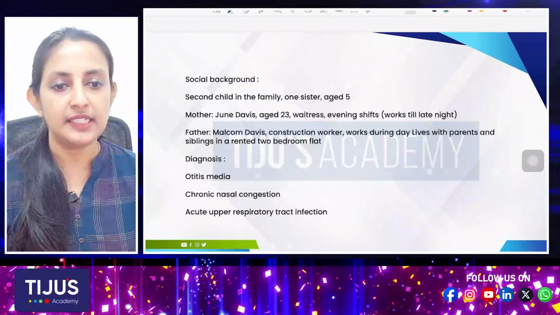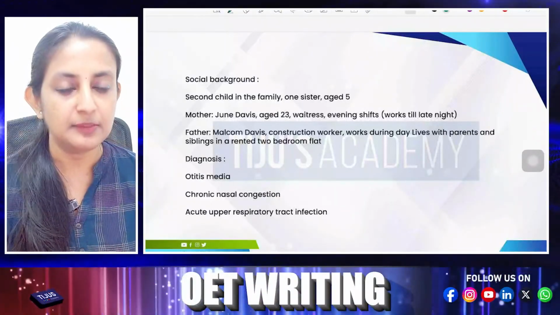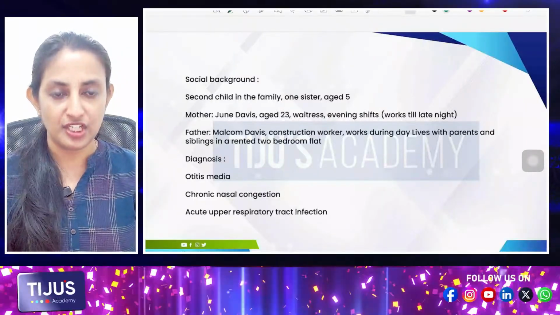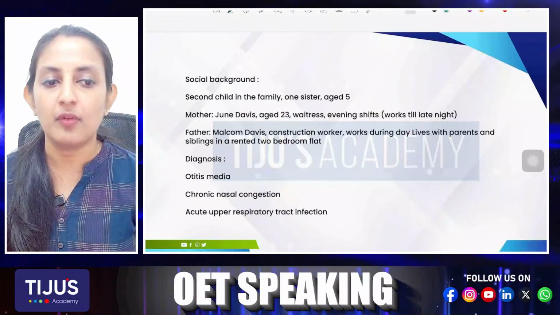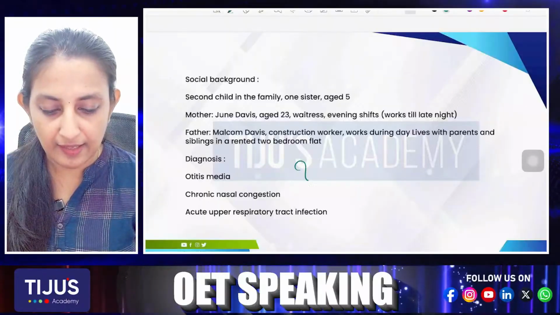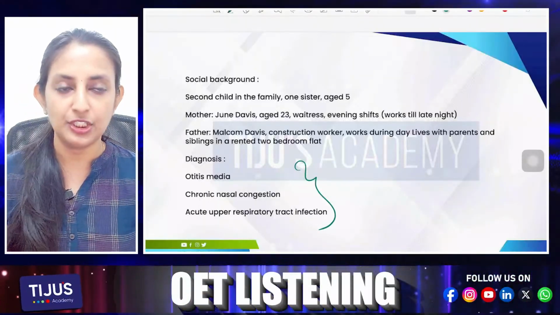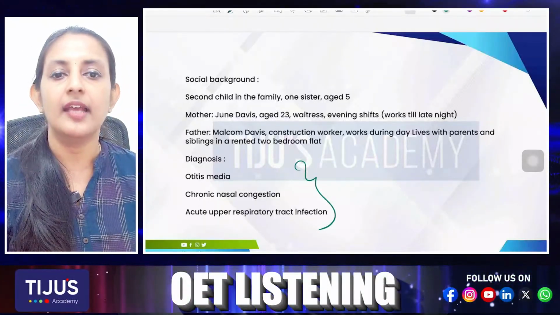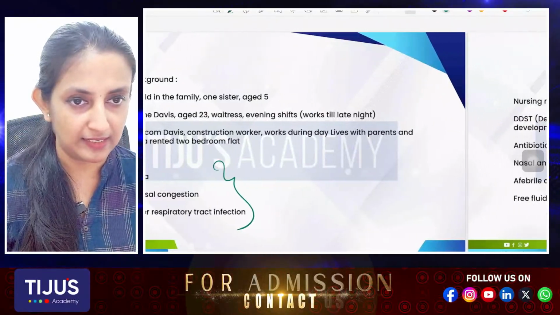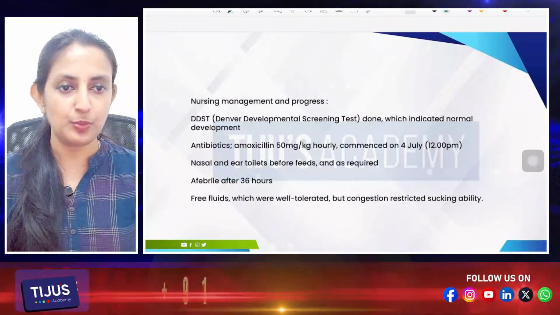And the diagnosis says otitis media, chronic nasal congestion and acute respiratory tract infection. So these three are his current diagnosis. ഈ മൂന്ന് കണ്ടീഷൻ ആണ് നമ്മുടെ പേഷ്യൻറ്റിൻ്റെ current diagnosis ആയിട്ട് നമുക്ക് കേസ് നോട്ടിൽ തന്നിരിക്കുന്നത്. And let's see the nursing management and progress.